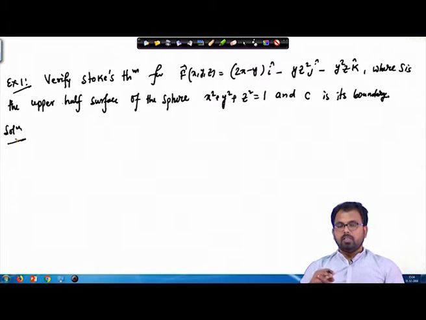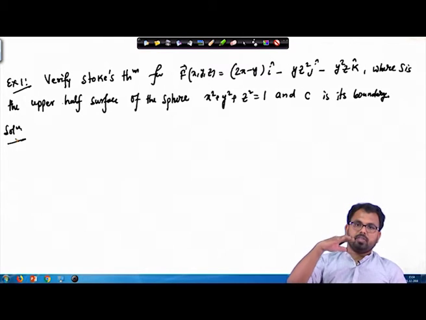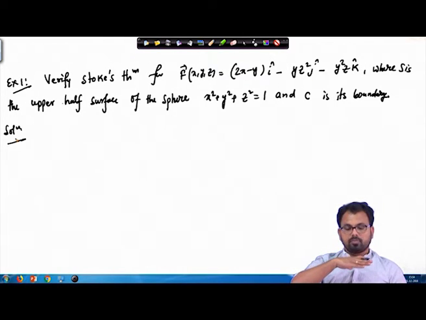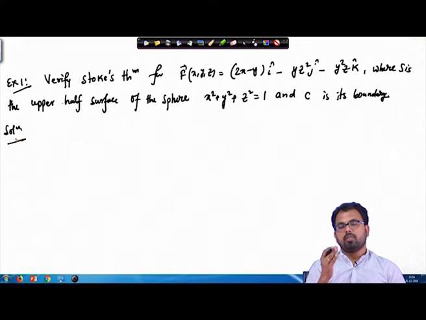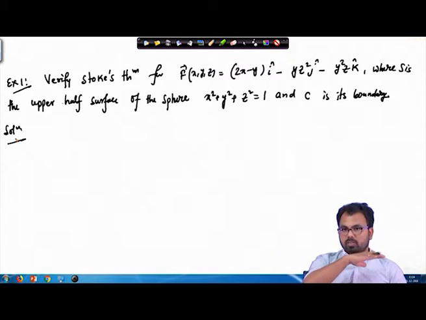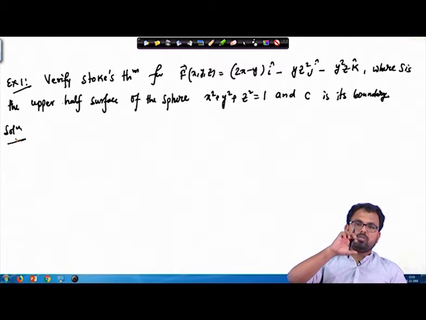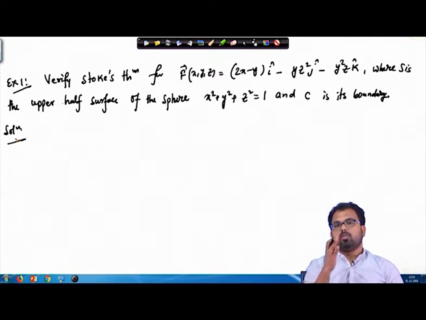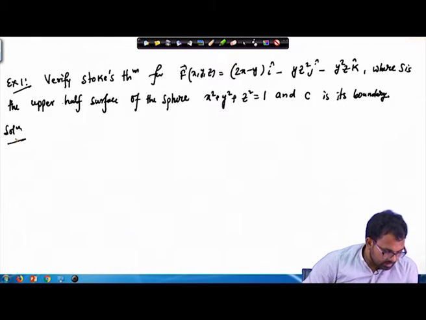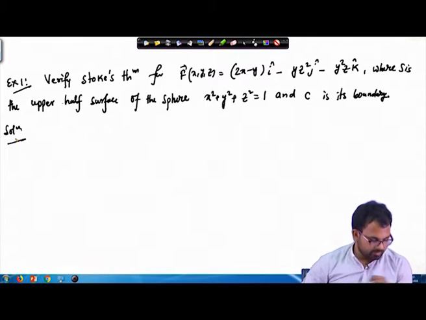So, what we have basically is a sphere, and we have to verify the Stokes theorem on the upper half of that sphere. That means if you consider the x axis, y axis and z axis, then we can consider the upper half as from z equals 0 till z equals 1. That could be one upper half, or x equals 0 till x equals 1 can be another upper half. So, on any one of the upper halves basically.